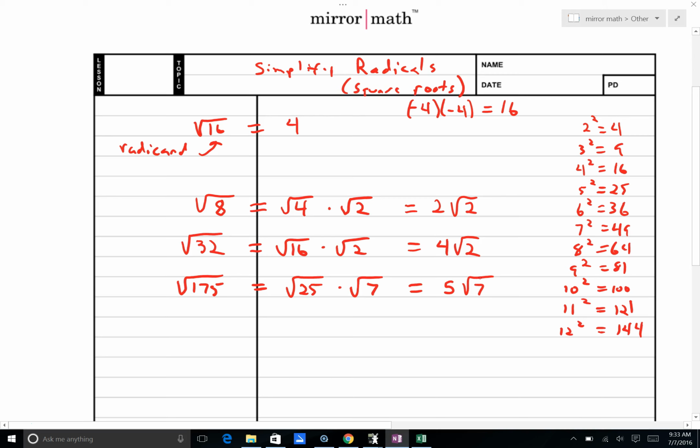All right. Let's say 27. The square root of 27. Well, 9 is a factor of 27. So the square root of 27 becomes the square root of 9 times the square root of 3. What is the square root of 9? It's 3. So this becomes 3 square roots of 3. I'm going to give you one, pause the video, and give it a shot.